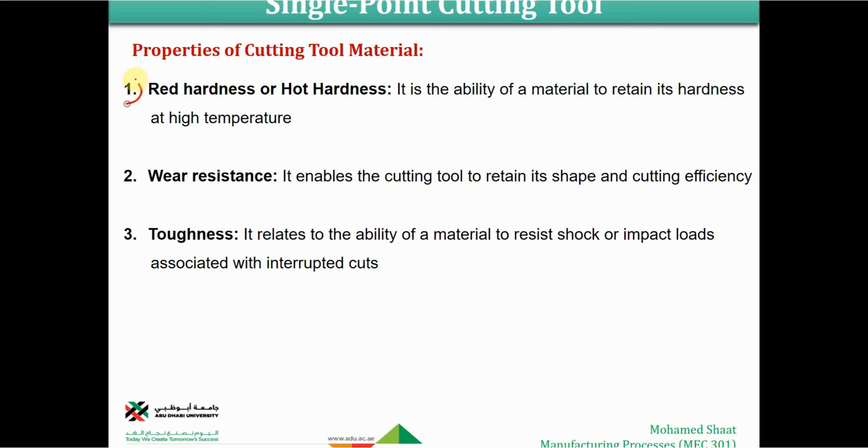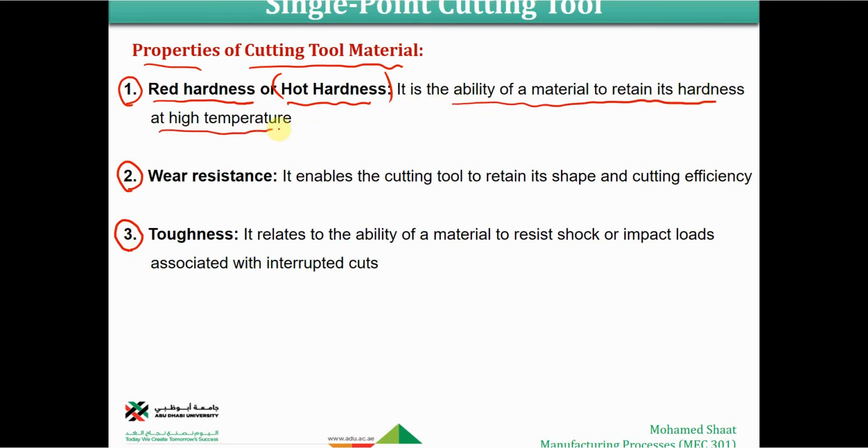So these are the essential requirements of the material that can be used as a tool for a machining operation. These are the cutting tool material specifications or properties. It should have a high red hardness, or hot hardness. What does hot hardness or red hardness mean? It means that the material should have the ability to retain its hardness at high temperature.